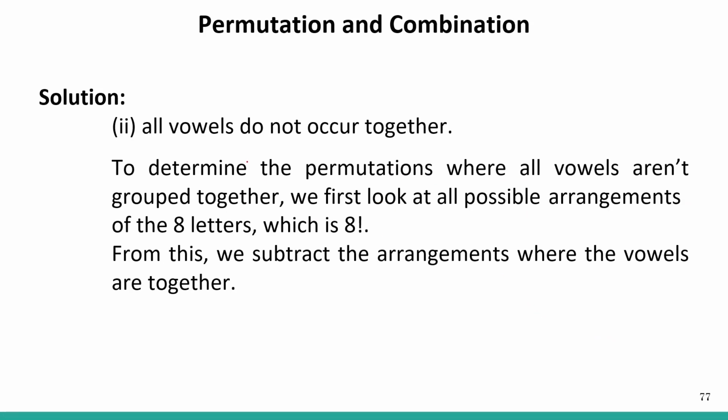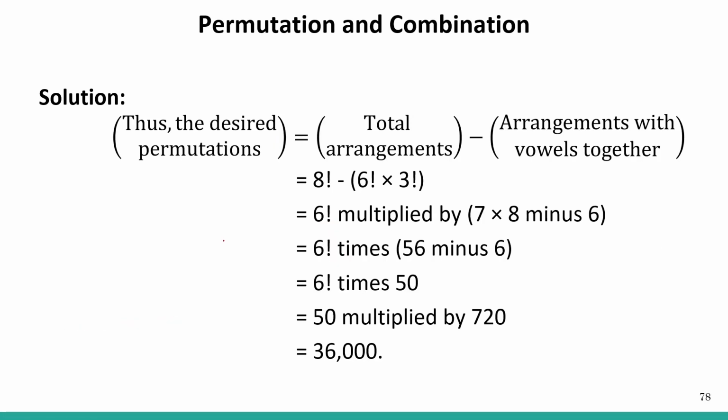So let's see the case where all vowels do not occur together. To determine those permutations where all the vowels aren't grouped together, we first look at the possible arrangements of 8 letters, which is 8 factorial. Then from this we subtract the arrangements where the vowels are together. We have already evaluated that part. So what we are left with is 50 multiplied with 720. Here is the correct answer. So how did we evaluate this? The desired permutation will be total arrangements minus arrangements with vowels together. Then we get arrangements without any vowels together.